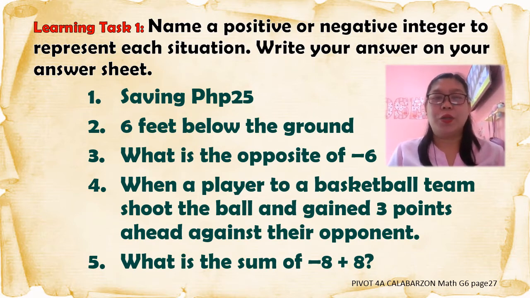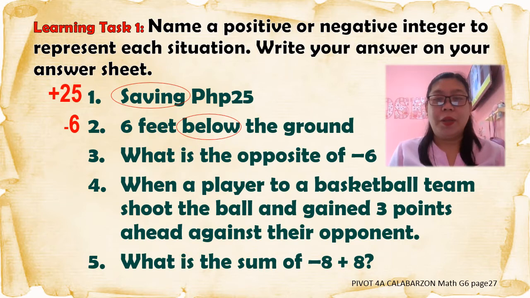Here are the answers. Number 1, the keyword is saving, so the answer is positive 25. Number 2, the keyword is below, the answer is negative 6. What would be the keyword in number 3? There's nothing, but the opposite of negative 6 would be positive 6. Number 4, the keyword is gained, so it is positive 3.